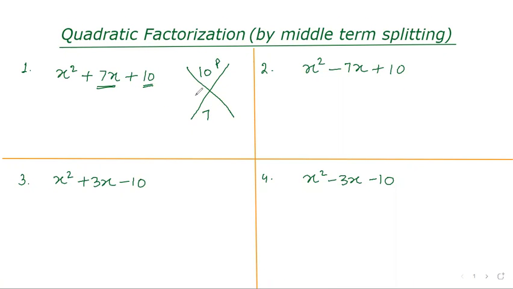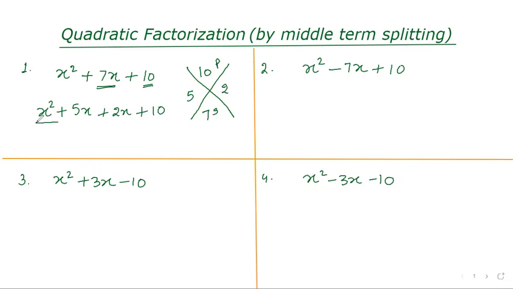Now, we have to think of the two numbers that will give you the product as 10 and the sum as 7. So those two numbers are 5 and 2. So in place of 7x, we'll write 5x and 2x, and then we'll continue the quadratic polynomial.